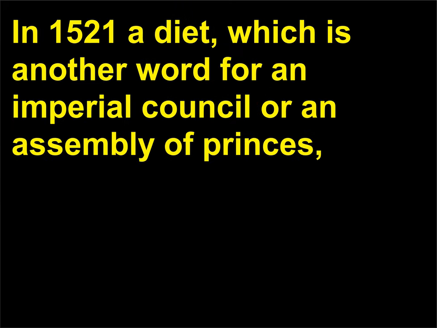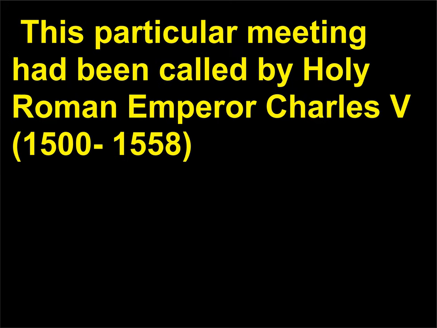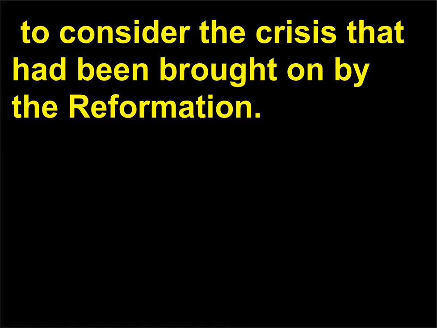In 1521, a diet, which is another word for an imperial council or an assembly of princes, was convened at Worms, situated on the Rhine River in Germany. This particular meeting had been called by Holy Roman Emperor Charles V, 1500-1558, to consider the crisis that had been brought on by the Reformation.